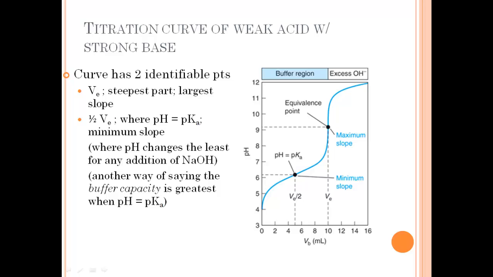That is the area with the minimum slope. It's basically where the pH does not change that much when you add strong base. And another way of saying that is that's your buffer capacity. Remember, we learned about buffer capacity. This is a very useful graph, and you got to make sure that you understand how to read these graphs and that you know how to define the certain parts of the graph.